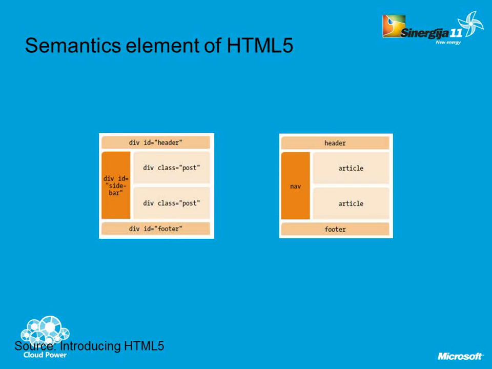So the typical HTML5 page looks like the picture on the right side. Instead of div ID header, I have element header. I have element nav for navigation. I have element article for the main content. I have element footer for the footer. So the header, footer, article, and so on. They are box elements similar to div, but in the name of the element, there is a semantic meaning.